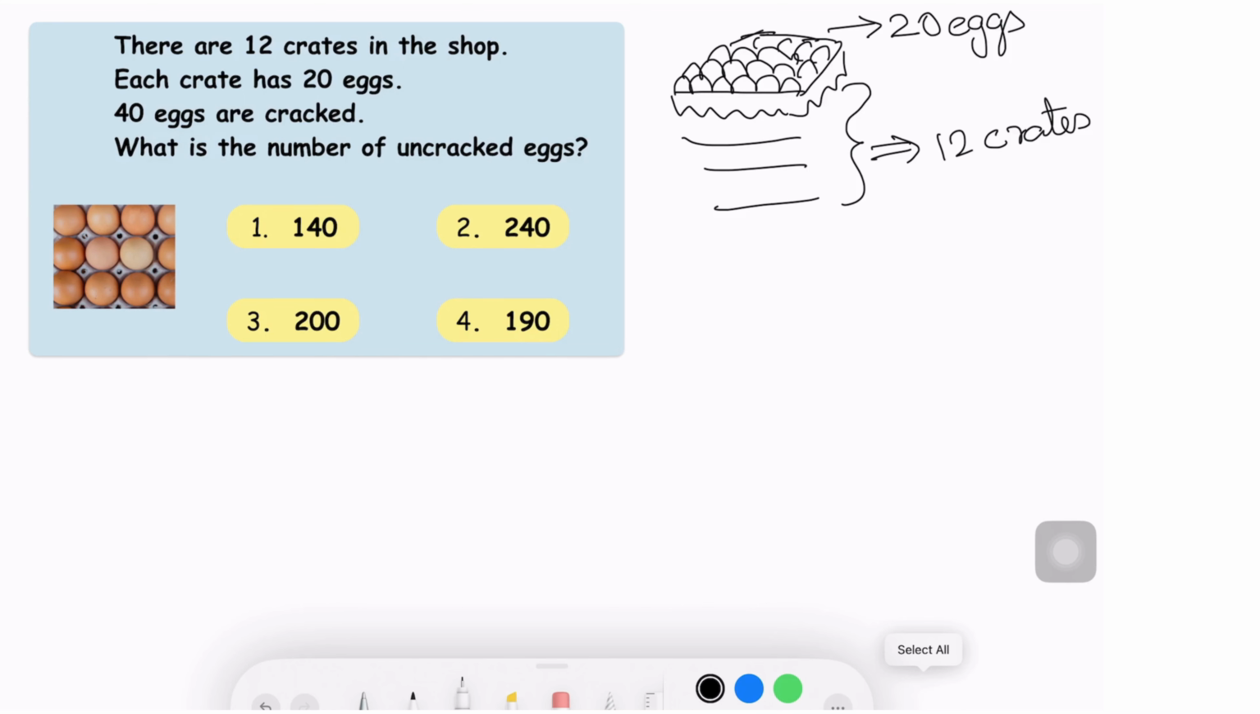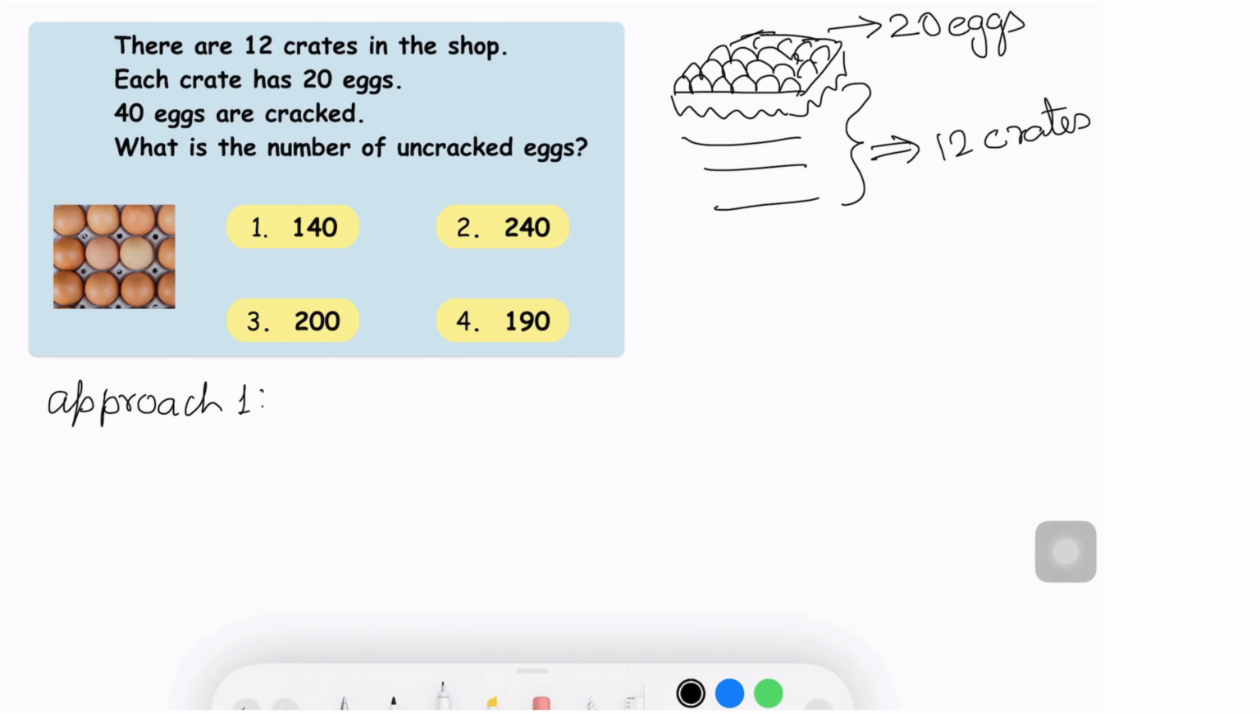But I will give you one more approach here. Let's go for approach number 1. First we want to know how many eggs there are in total, then we will subtract 40 eggs from them and we will get the number of eggs which are uncracked. This question is a bit tricky because it involves multiplication plus subtraction, so let's try to solve it and understand.